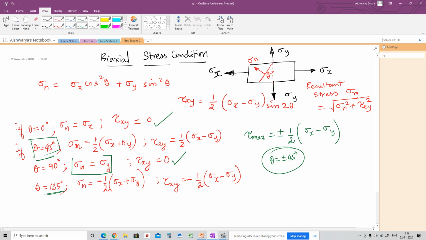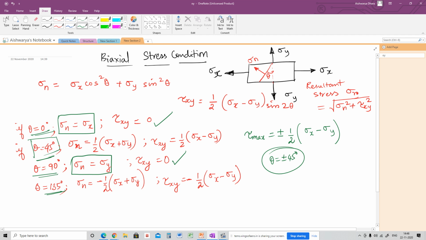When the normal stress is equal to the stress acting along the y direction, what will be the principal angle? Next, when the normal stress is equal to the direct stress along the x direction, what will be the principal angle? So what you have to do is know how these parameters are formed and remember the formula.